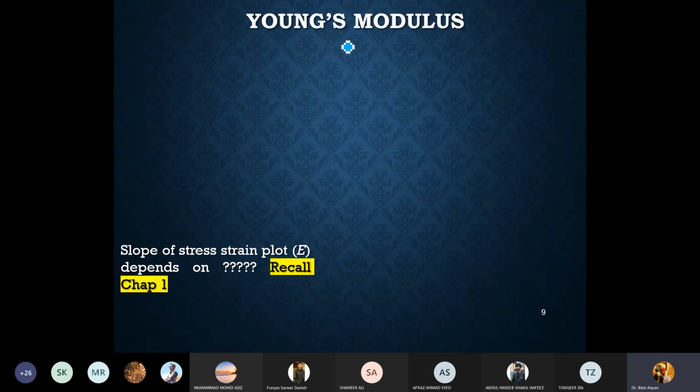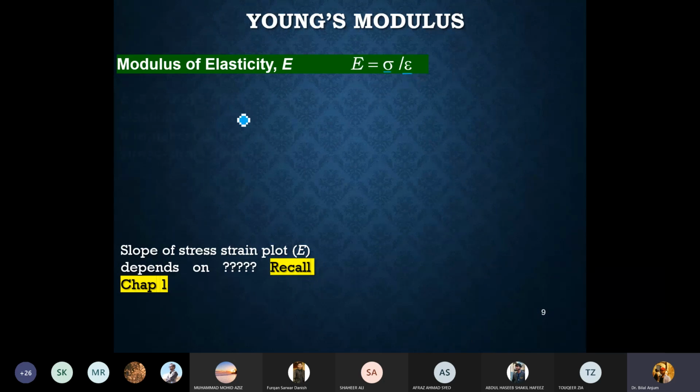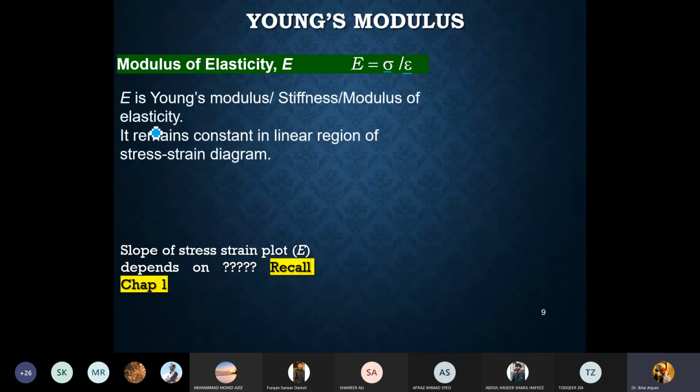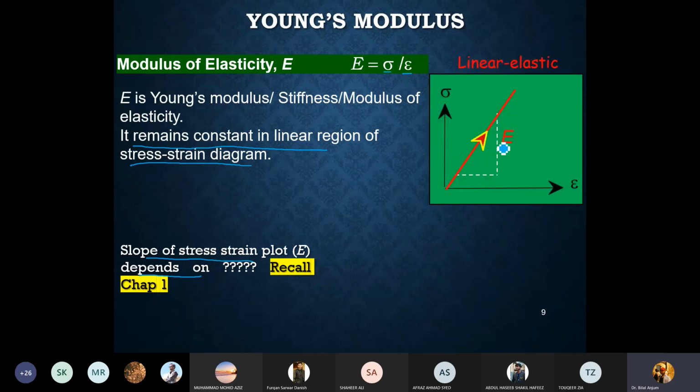Moving on, how do you define the Young's modulus? Young's modulus essentially is stress over strain for the region where you have a straight line in the stress strain curve. It remains constant in the linear region of the stress strain diagram. And the slope of a stress strain plot, E or Young's modulus, depends upon what? If you remember, in the first chapter we discussed, this is the linear elastic region of the stress strain plot, and the slope of the stress strain plot would give you the Young's modulus.